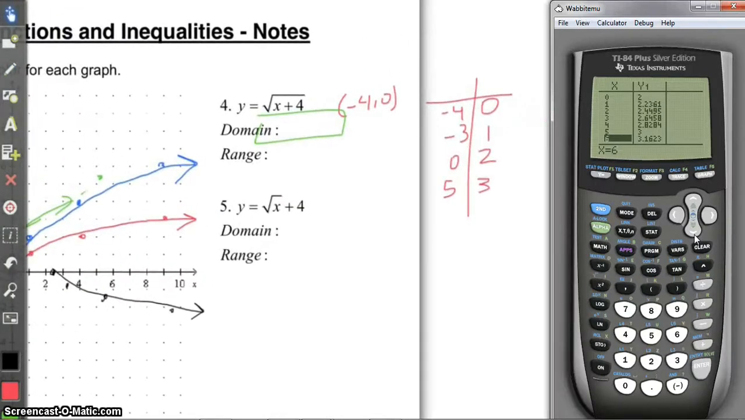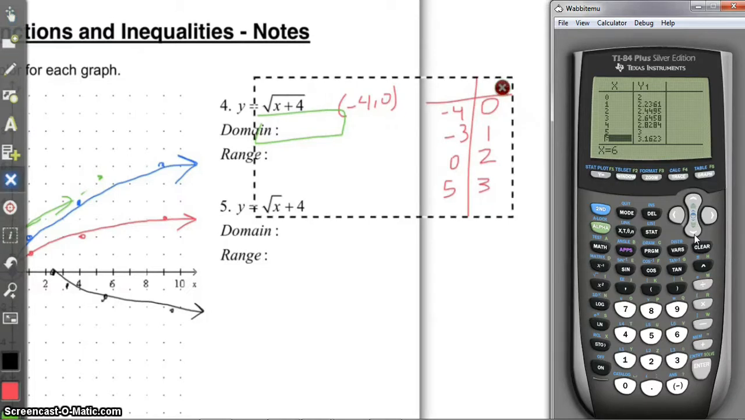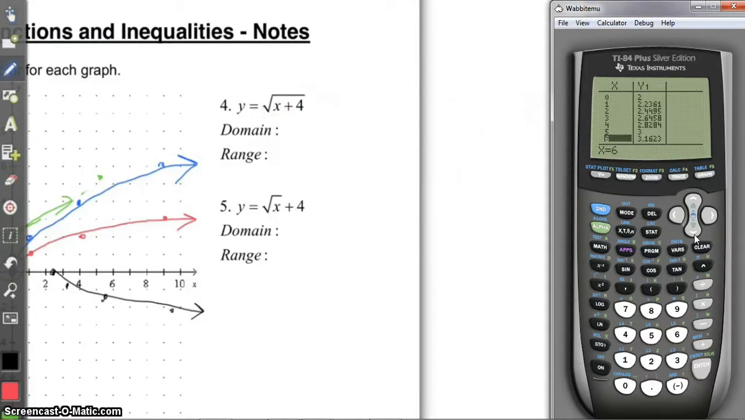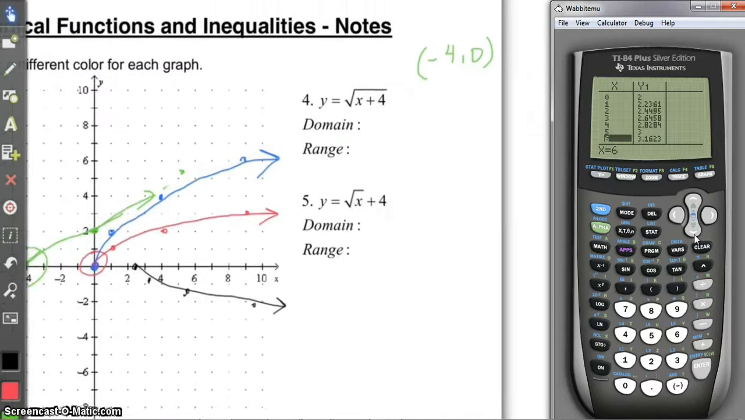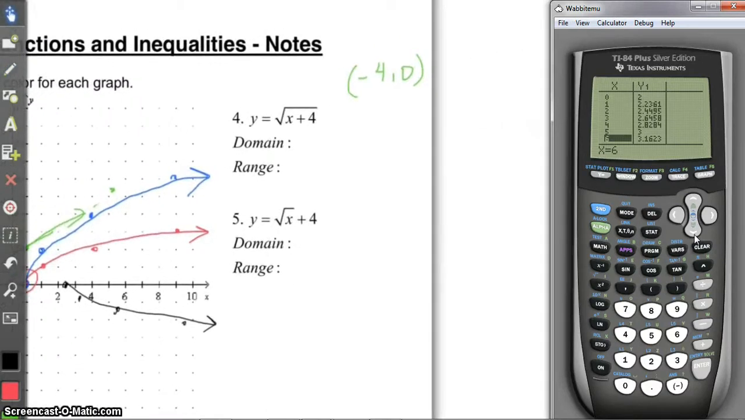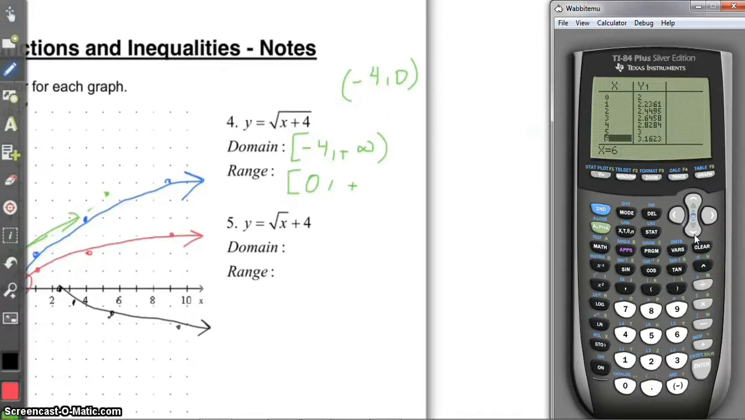Negative 4, 0. So let's see, what is the domain? So I'm going to take the point again. It's negative 4, 0. The domain, if you graph it, as you can see, is going to go to the right. So it's going to be from the x of your endpoint, negative 4, to plus infinity. And since it's a shooting star, it's going to be from the y of your endpoint all the way to plus infinity.